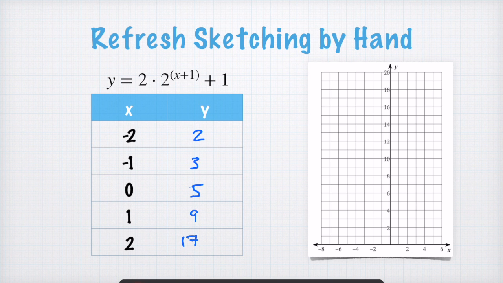Let's graph some really quickly. So at 0, we're at 5. Let's jump over to 2, and we're going to jump all the way up to 17. And at -2, we're at 2. So we can kind of sketch that in. We know that it starts from low and it goes to high, and that's going to be kind of the shape of our graph. You only really need the 3 points as long as you know what your shape is.